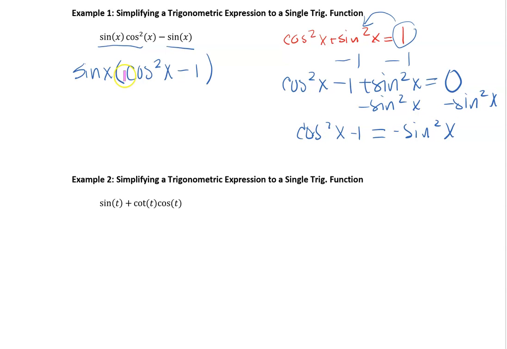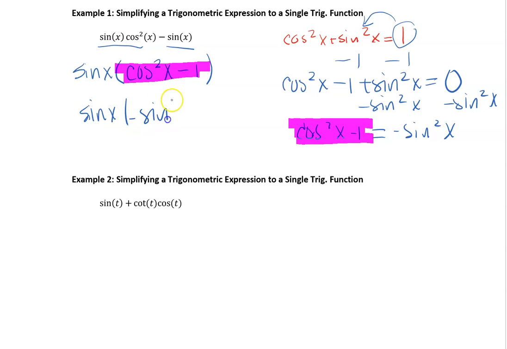So now for this cosine squared x minus 1, I've got a substitution here. Making that substitution, I land on sine x times negative sine x, and then putting those together, I now get negative sine cubed x. So you can see in both ways that I worked that, I used the Pythagorean identity. I just used it differently.